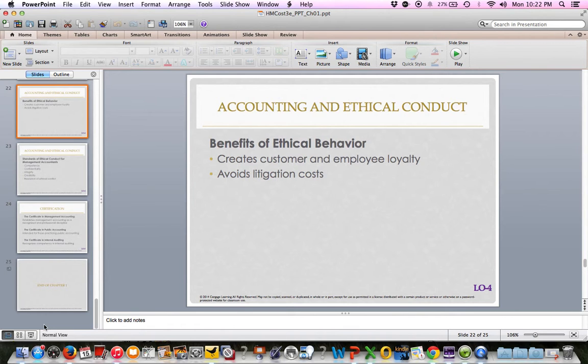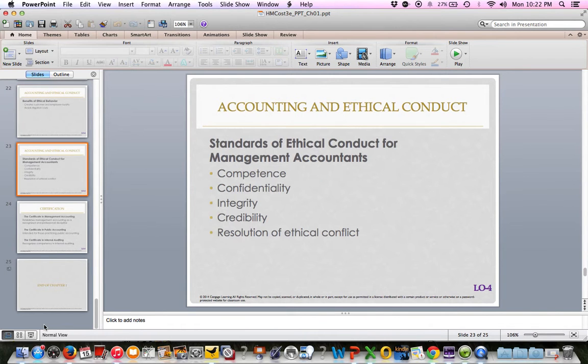And of course, if you treat your employees right and your customers right, you build loyalty. And by building loyalty, you're gaining customers who may be willing to spend a little bit more for your product or your service than somebody else's because they know they've been treated right. And hopefully, we'd avoid some litigation costs by being ethical, doing the right thing, not necessarily choosing the decision that's going to save us the most money, but at least making the decision that we believe is the most ethical. And so that's an important part of accounting.